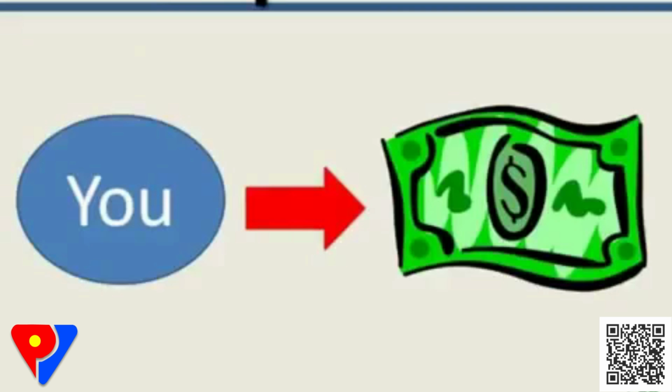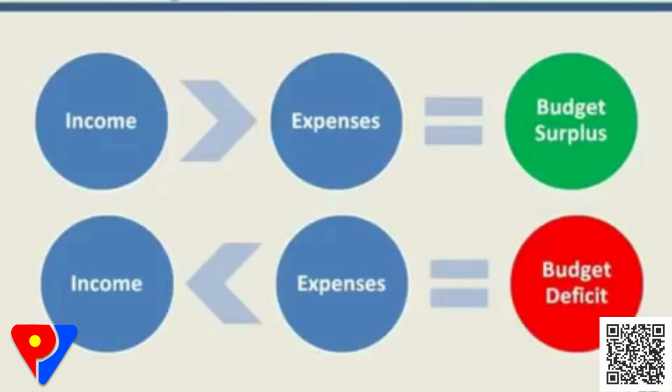Expenses are cash outflows for items that are consumed. You, like all people, continually consume, so you have recurring expenses. Most of us have expenses for housing, transportation, food, and entertainment, just to name a few. If your income is greater than your expenses, you have a budget surplus. In other words, you have money left over after you've paid your expenses. You can do with this money as you wish.